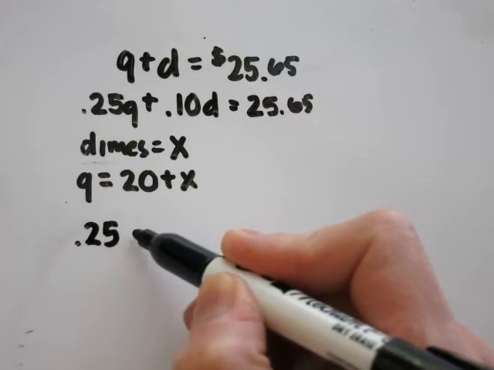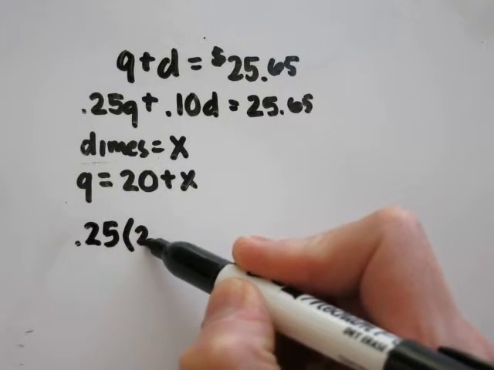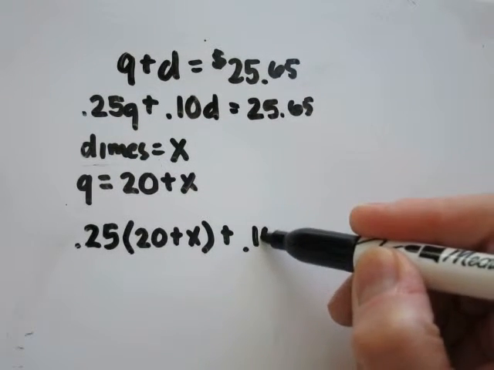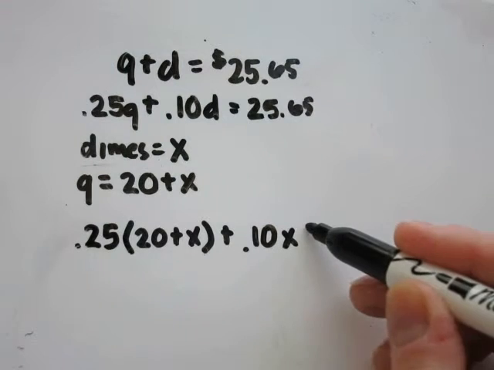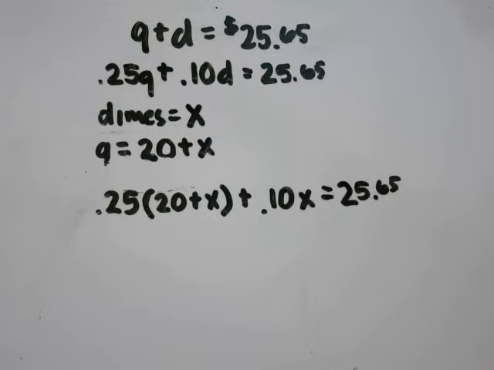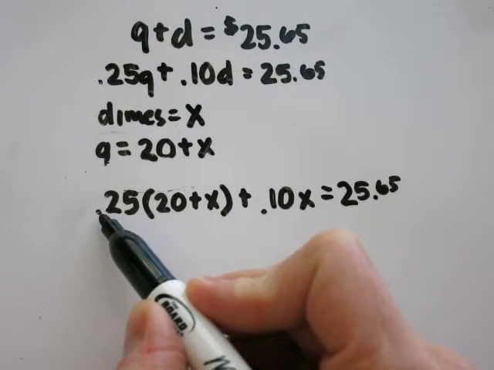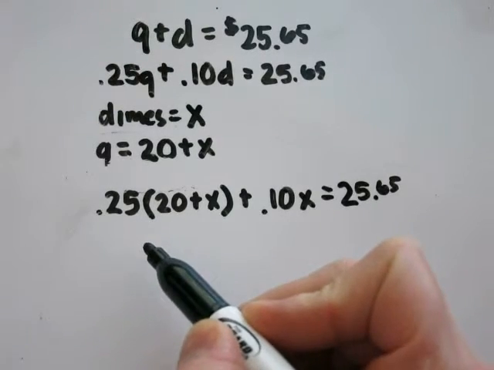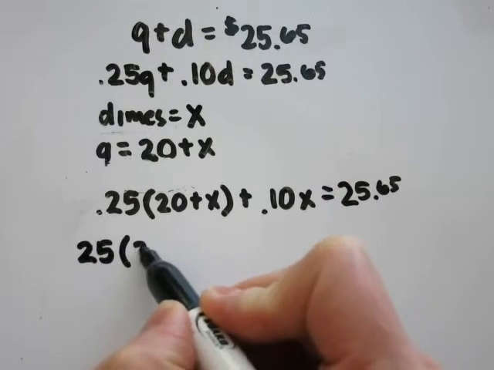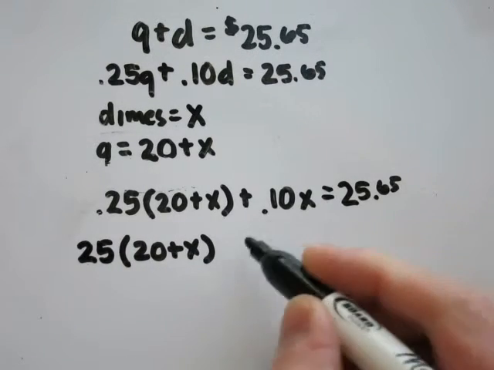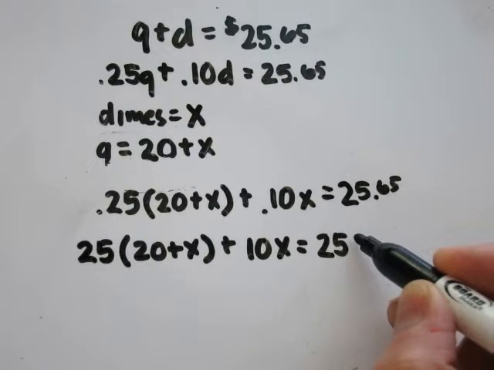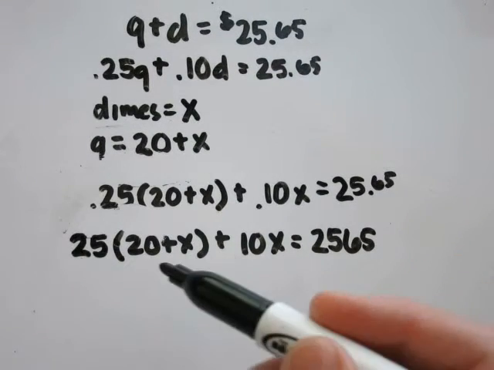We'll have 0.25Q, and instead of Q we can say 20 plus X, plus 0.10 times X is 25.65. Now I want to get rid of the decimal point, so I'm just going to move it 2 places to the right, or you can multiply it by 100, you get the same answer. So this becomes 25 times 20 plus X. This will become 10X. This becomes 2,565.